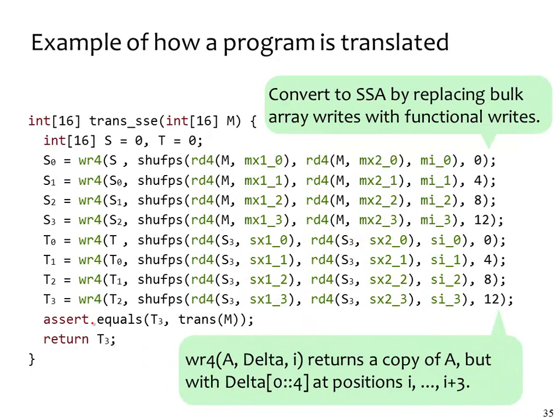Okay, so we're introducing new variables. So now we have this S0 is equal to a copy of S in which elements starting at position i are replaced by the 4 elements from the delta array. Okay, so far so good. I hope everybody should believe me at this point that it's the same program, right? And we have no mutations in this case. So this is pretty much it.